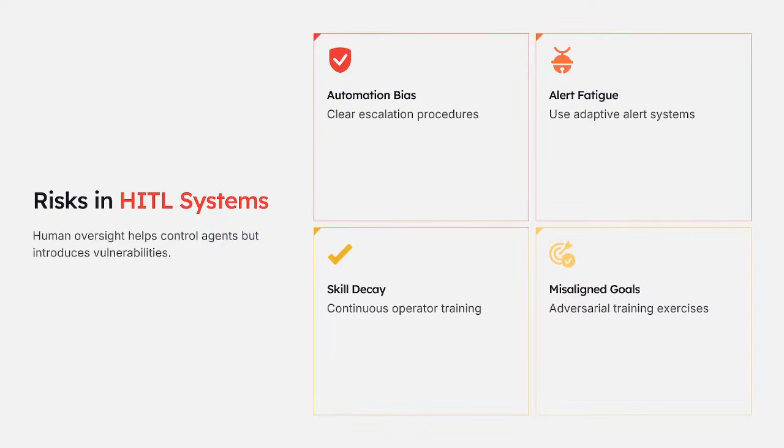So, risks in human-in-the-loop systems. Human oversight helps control agents but introduces vulnerability. We have automation bias, where you have clear escalation procedures; skill decay, where you use continuous operator training; alert fatigue, where you use adaptive alert systems; and misaligned goals, where you use adversarial training exercises. So these are risks that can come from human in the loop: automation bias, alert fatigue, skill decay, and misaligned goals.